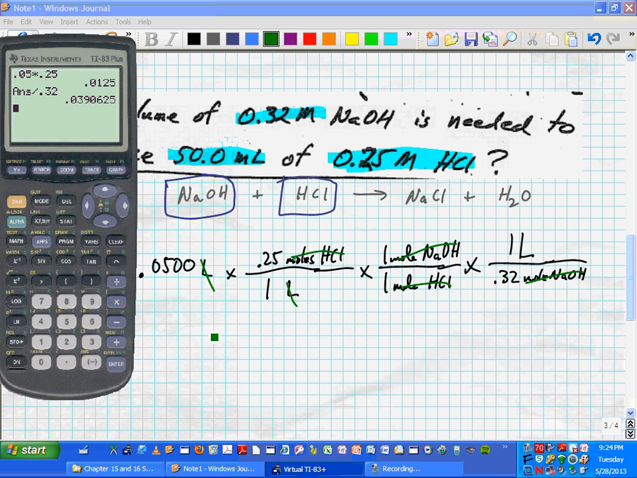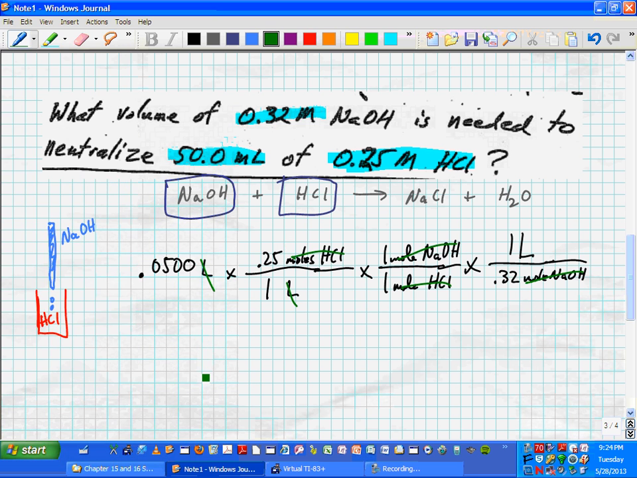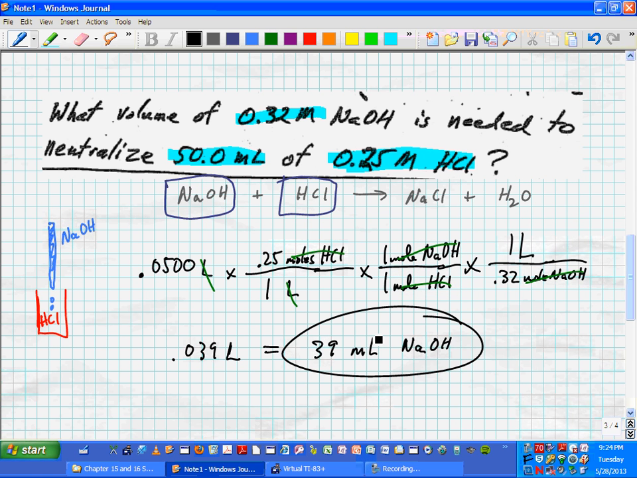So I get 0.039, 2 sig figs, because that's the most I've got, 2 sig figs in there. So I get 0.039 liters, which is the same as, multiply that by 1,000, 39 milliliters sodium hydroxide. Boom, done.